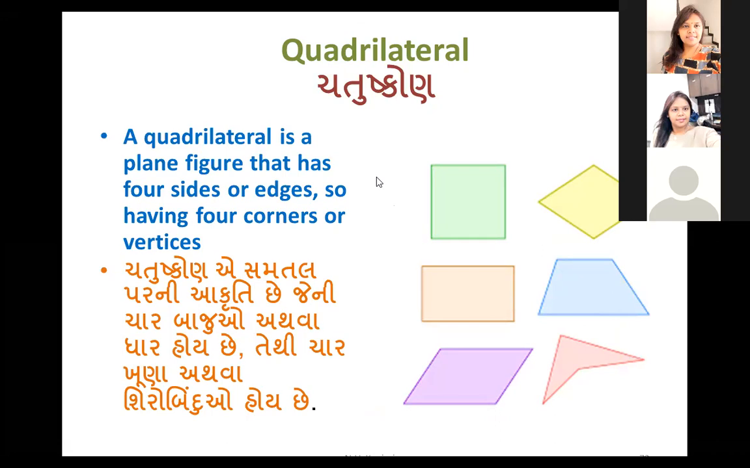Quadrilateral: a simple definition for the quadrilateral. A figure which has four sides and four angles is known as a quadrilateral. એક એવી ક્લોઝ ફિગર કે જેને ચાર બાજુ અને ચાર ખૂણાઓ હોય એને આપણે કહીશું quadrilateral.